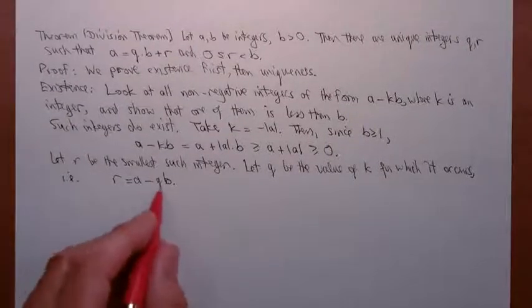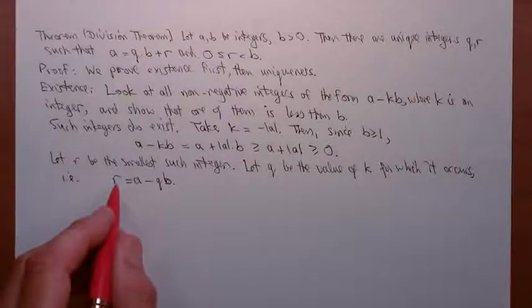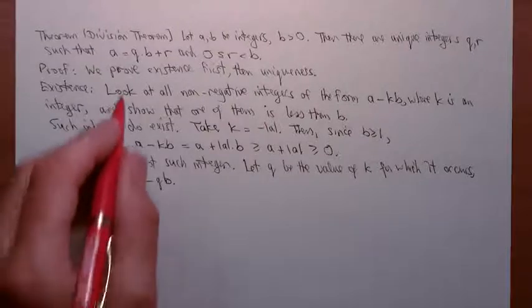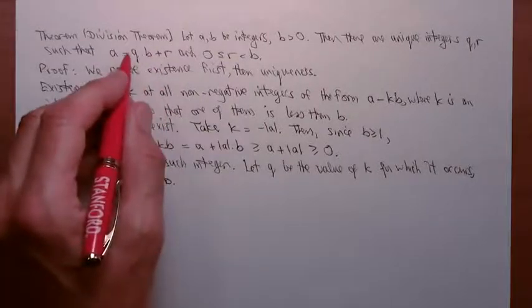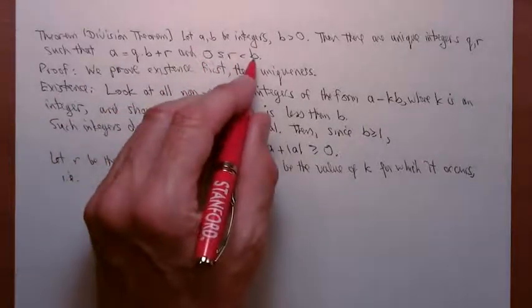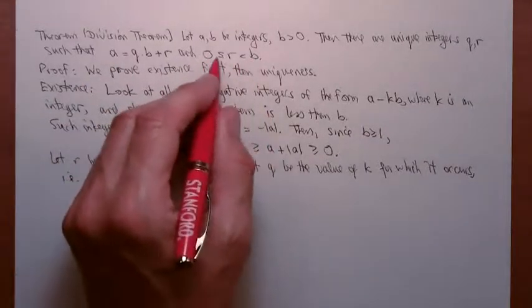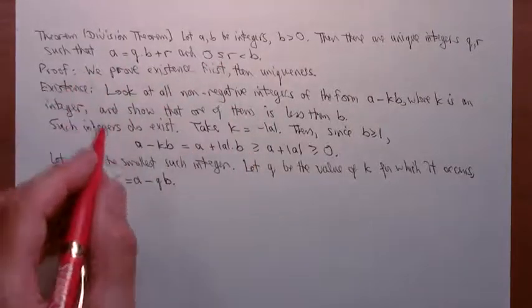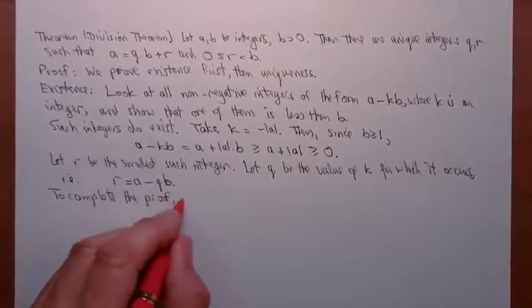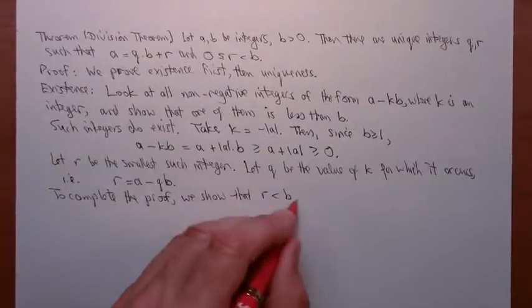So with r and q defined in this way, I will indeed have a equals qb plus r. If I can show that r lies between 0 and b in this fashion, then I'll have proved the existence. So, to complete the proof, we show that r is less than b.